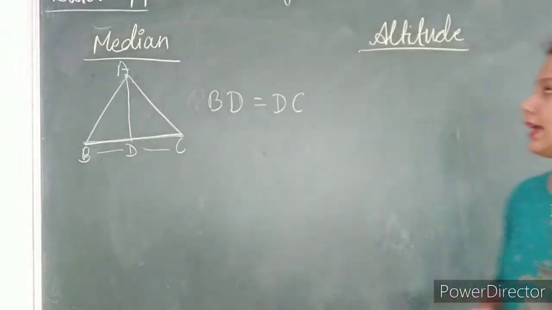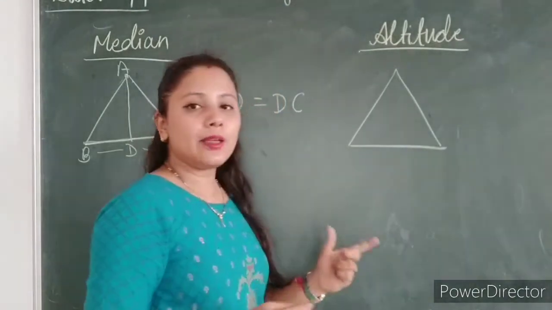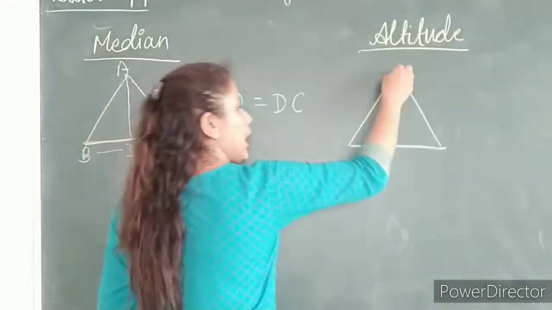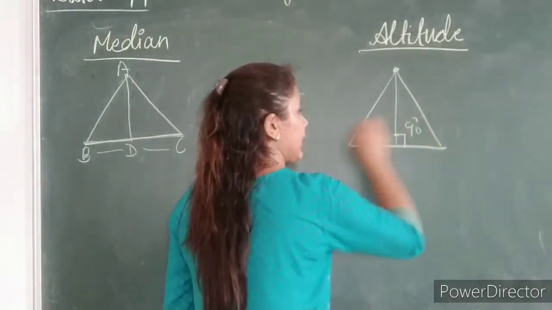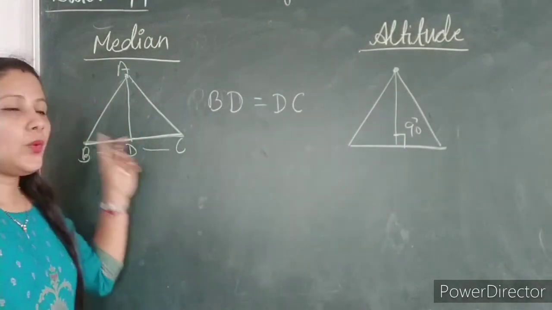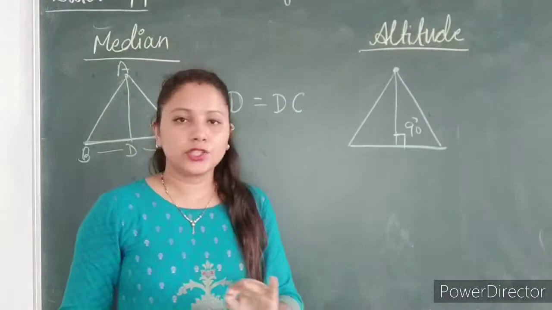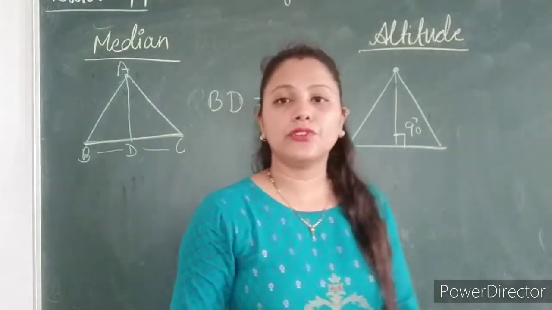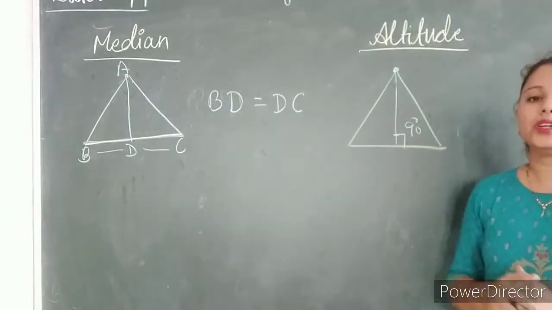Now come to the next point, and that is altitude. In altitude, in a triangle, one line passes through a vertex, but it is perpendicular to the opposite side. ये क्या करेंगे? Opposite side पे 90 degree angle form करेंगे. So what is the difference between median and altitude? In median, the line passes through one vertex and divides the other side into two equal parts. But in altitude, the line passes through one vertex and is perpendicular to the opposite side. So the difference is that one divides the opposite side into two equal parts, and the other is perpendicular to the opposite side.